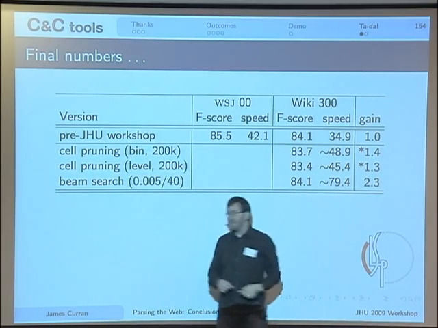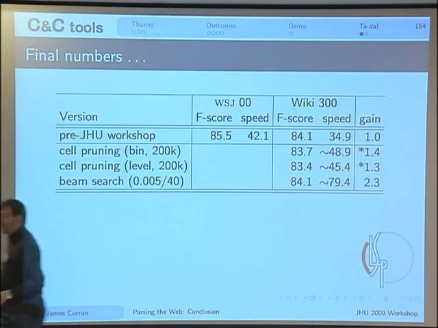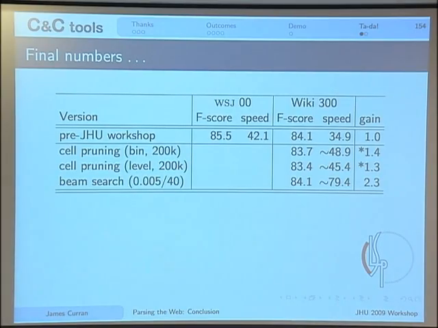I've also put stars on the cell pruning because on the Wiki 300 data, UA got only a 1.4 multiplier of improvement in speed, but when he ran it on the final 2,500 sentences, it was up around a factor of 2. So it's being a little unfair to that.